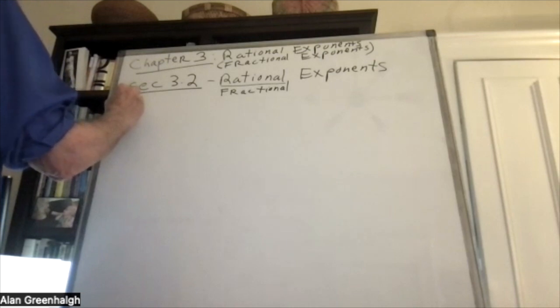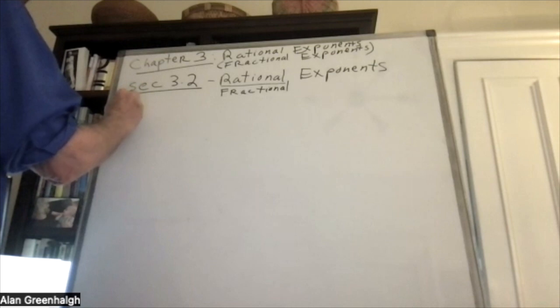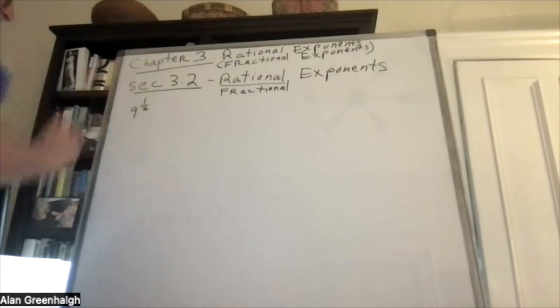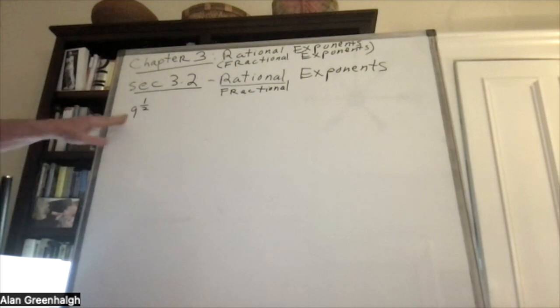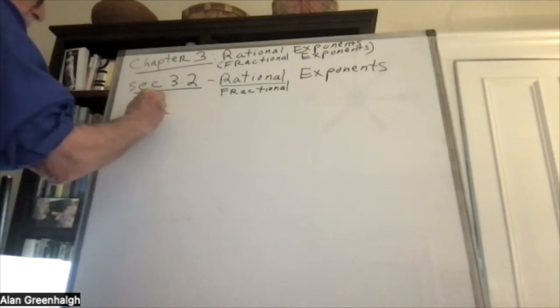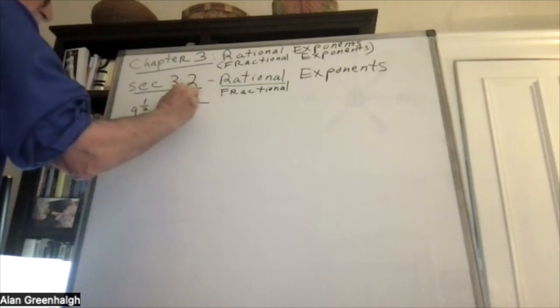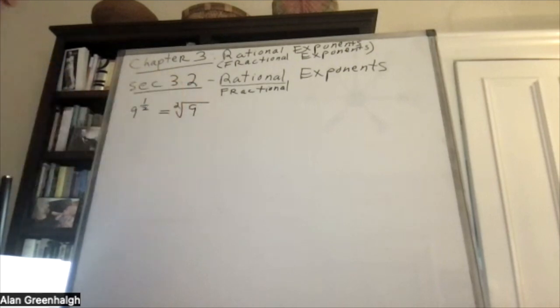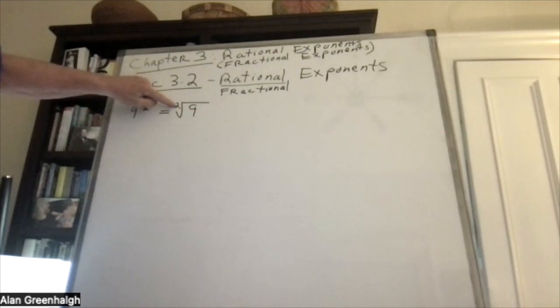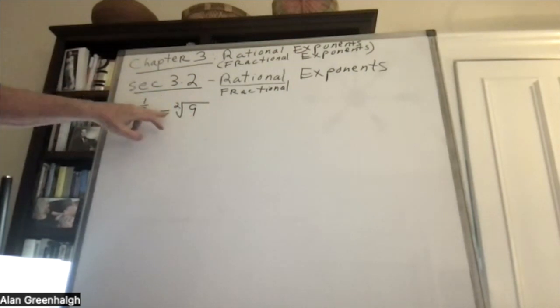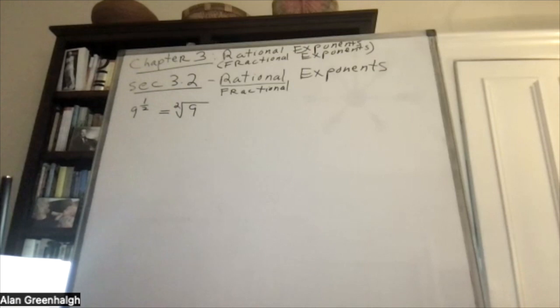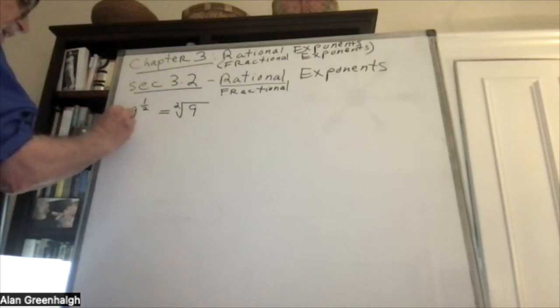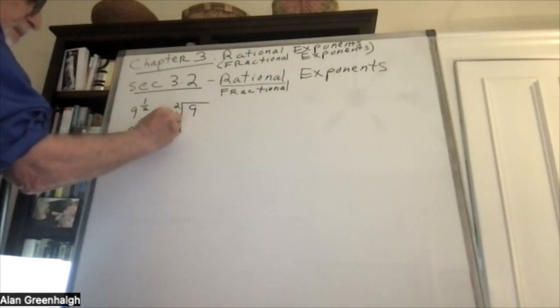Okay, let's take actual numbers. 9 to the 1/2 will mean the square root of 9. In other words, this 2 will go in what's called the index of this radical sign, and that's all it means. On the other hand, 8 to the 1/3 will mean the third root of 8.